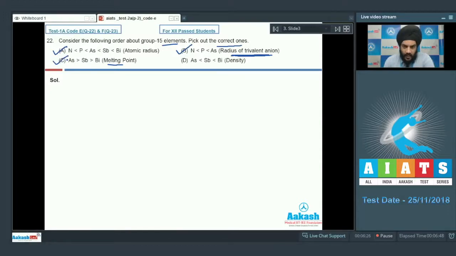Let us look at option D now. So in the option D, the examiner is interested in talking about the density of these elements. So we know that the density smoothly increases in case of group 15 elements. So students, this order is also correct. So students, we have to mark all 4 statements as the correct answer to our question. Moving on ahead to the next question.